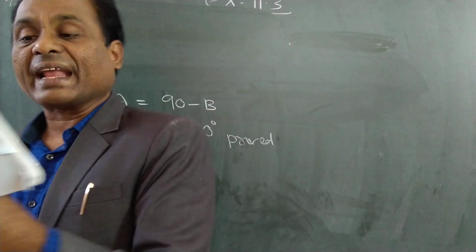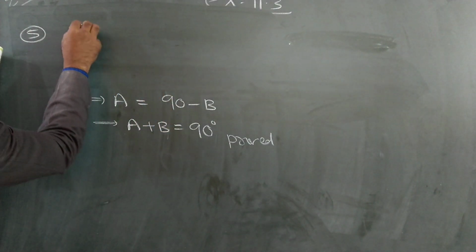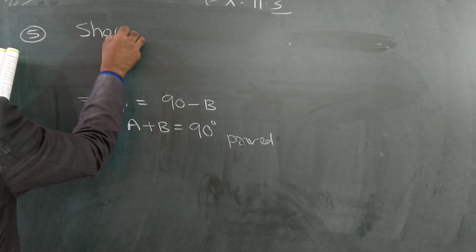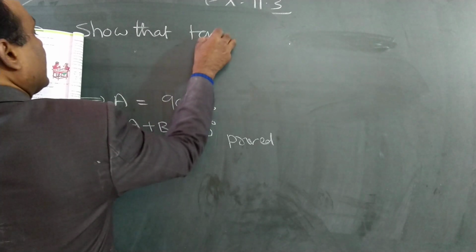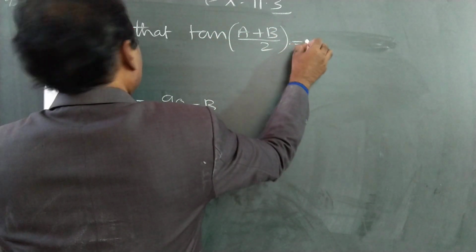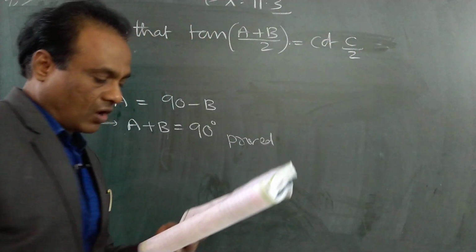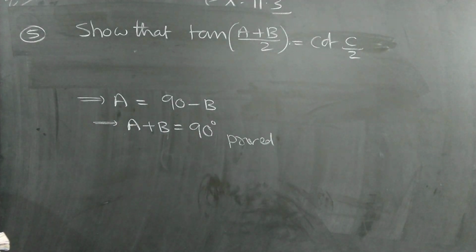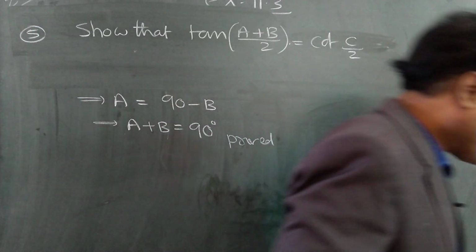A, B, C are interior angles of a triangle ABC. Then show that tan of (A plus B) by 2 is equal to cot of C by 2. This is the question we asked: tan (A plus B) by 2 is equal to cot C by 2. That is the question.